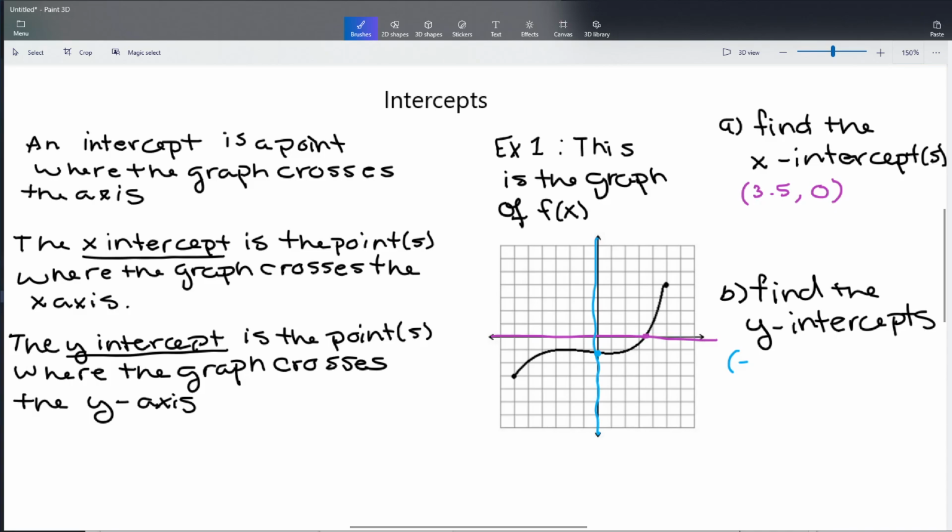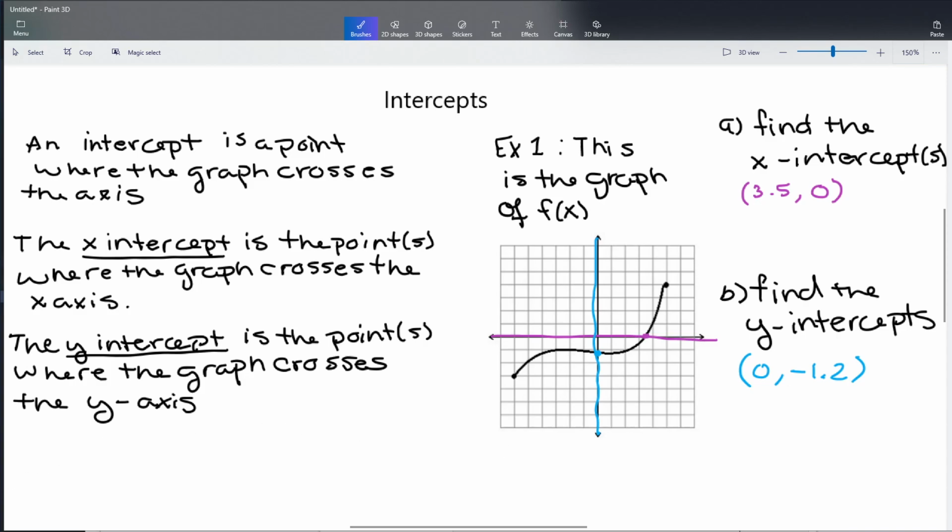Now remember, the y part of the graph is the up and down part, and the x part of the graph is the left and right component. When we're looking at this particular point, there's no left or right component because it's on the y-axis. So this is going to be 0, -1.2. It's really important that you give these intercepts as full ordered pairs, because it is a point on the graph. The intercept can't just be a single number, it has to be a whole ordered pair.